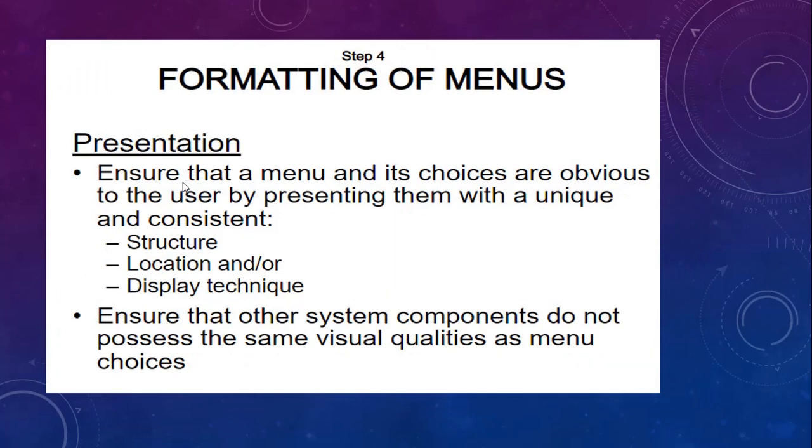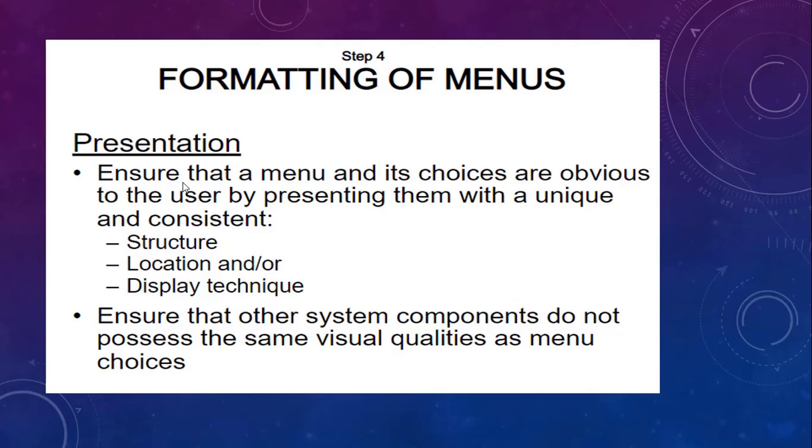Our next guideline is presentation of the menu. So how your menu has to be presented on the screen. Ensure that the menu and its choices are obvious to the user by presenting them in a unique and consistent structure, location or display technique. That means there may be a number of menus displayed on the screen. They may be aligned in a line horizontally or in a vertical manner. When they are aligned, your menu has to be very unique in nature. It has to be differentiated from the other menus.